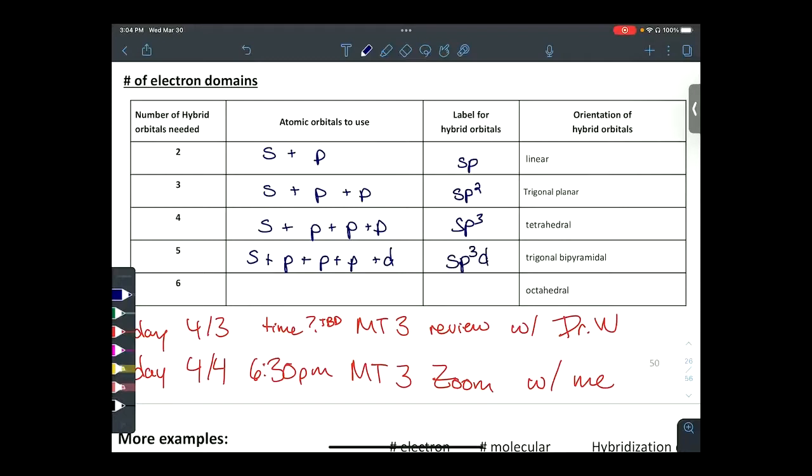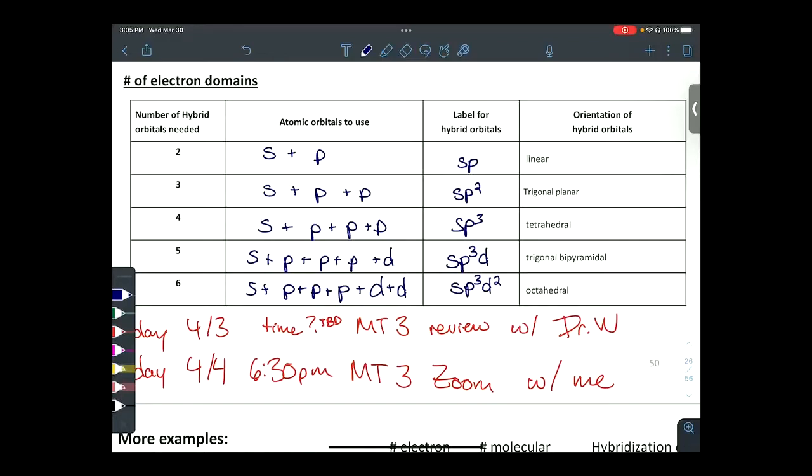And then the last one, 6 electron domains. We need to combine 6 atomic orbitals. The 6th one we add is an additional d orbital. So it's an s, a p, another p, another p, a d, and then another d orbital. So the hybridization with 6 electron domains is sp3d2, right?